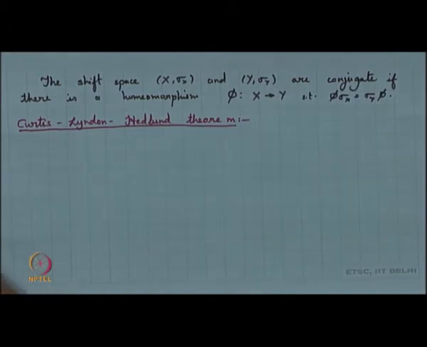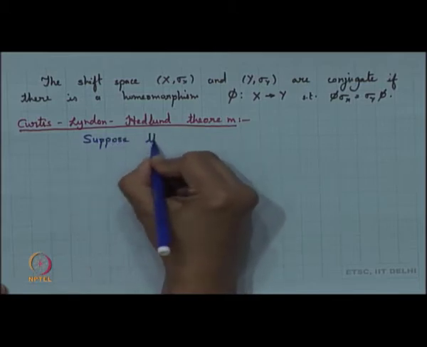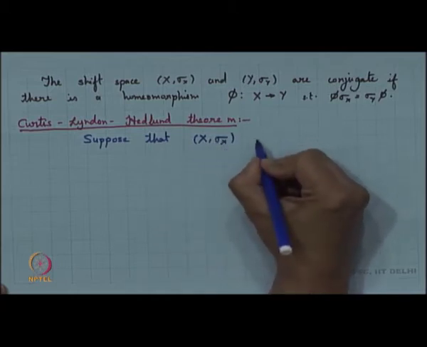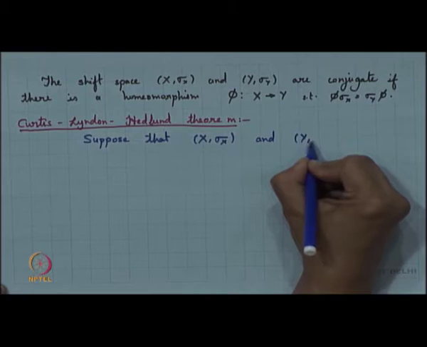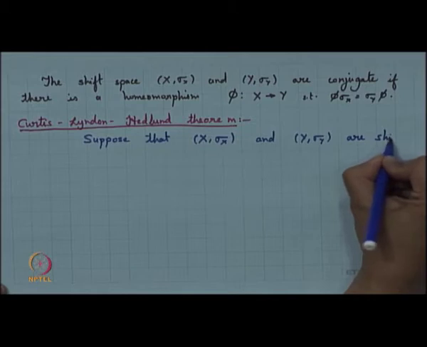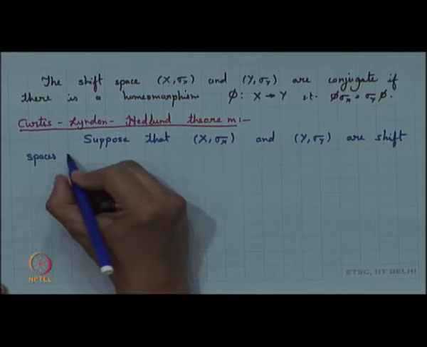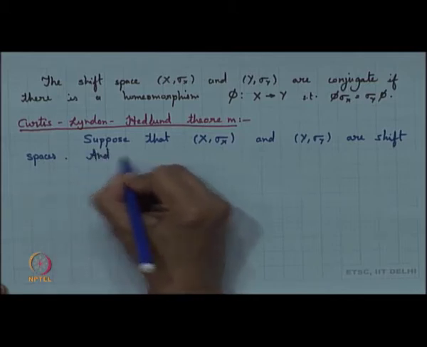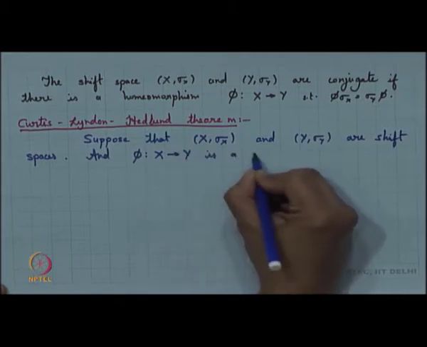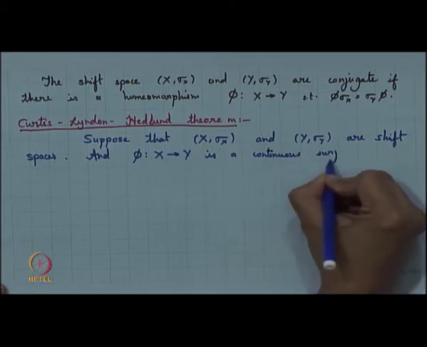So what is this theorem all about? Suppose that (X, sigma_X) and (Y, sigma_Y) are shift spaces, and we have a map phi from X to Y. This is a continuous surjection, at least a continuous surjection, it could be more.